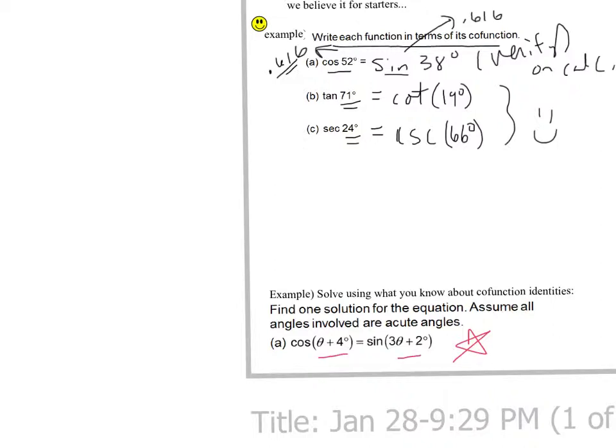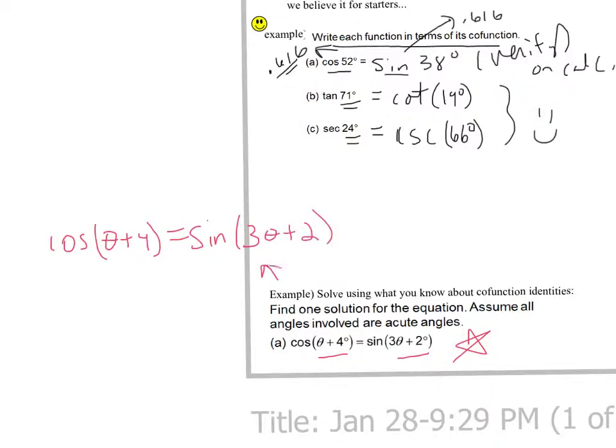So, all right, well, the only thing that's going to allow us, I'm going to write it bigger over here, we're looking for when does cosine of theta plus 4 equal sine of 3 theta plus 2.